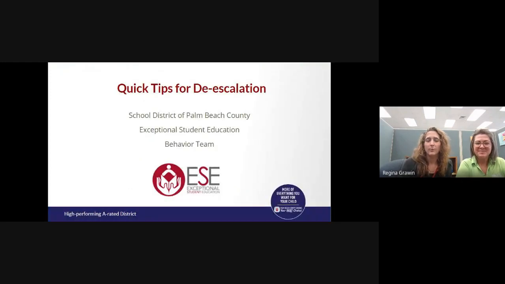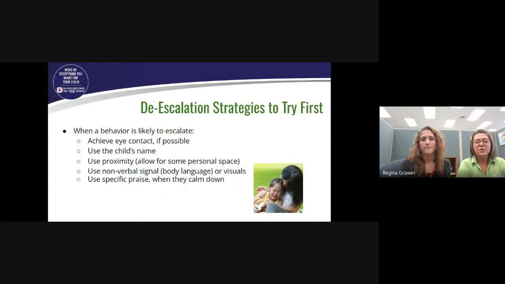Today we're going to be talking about quick tips for de-escalation. So, the first thing to know about de-escalation strategies is looking at the precursor behaviors of our students. This is where we really need to know our students and look to see if any of these de-escalation strategies might help them regulate when they're starting to show those behaviors, such as making eye contact, using a child's name, and allowing proximity or space.